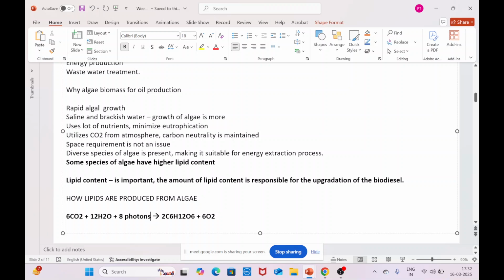This glucose molecule, or the C6 sugars as we say, is reduced in the chloroplast itself. So it gets reduced to trialkyl glycerides, or you can say lipids. So this is how it gets reduced to trialkyl glycerides or lipids.